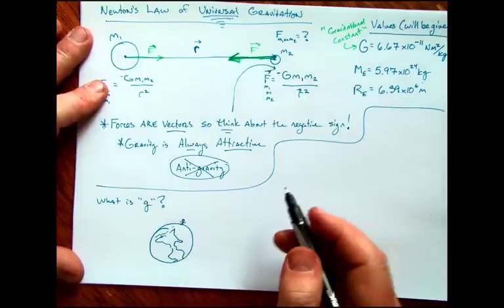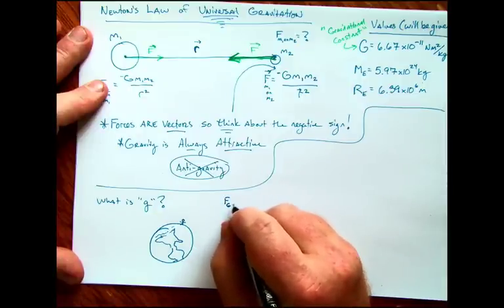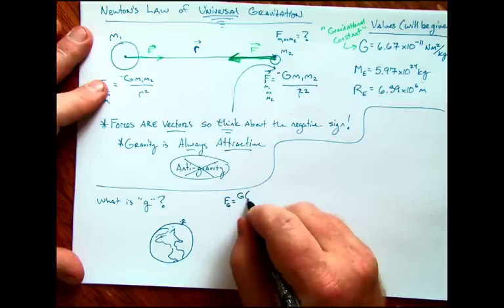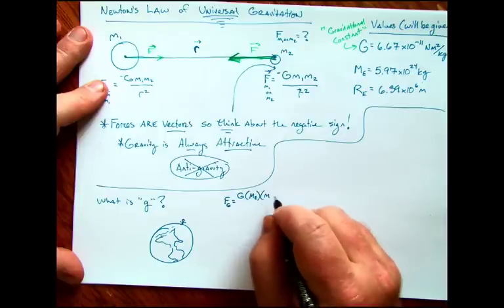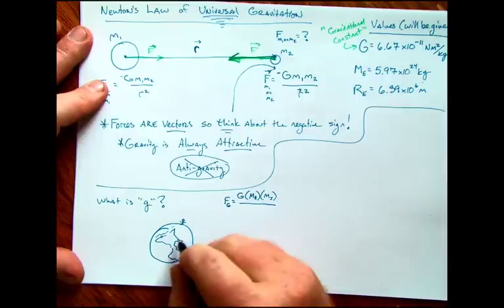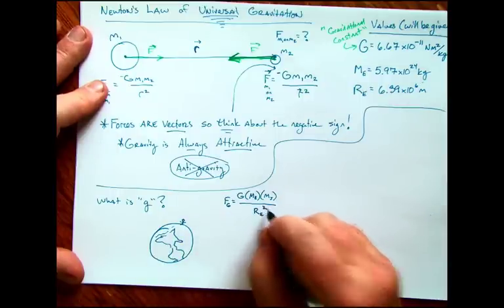pulling on me? Well, I should be able to find that the force due to gravity is going to be equal to the gravitational constant times the mass of the Earth times the mass of me, so the mass of Yale, all over the distance from the center of the Earth that I am, which in this case, since I'm standing on the Earth, is going to be the radius of the Earth squared.